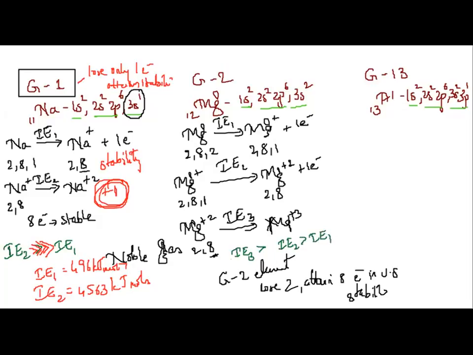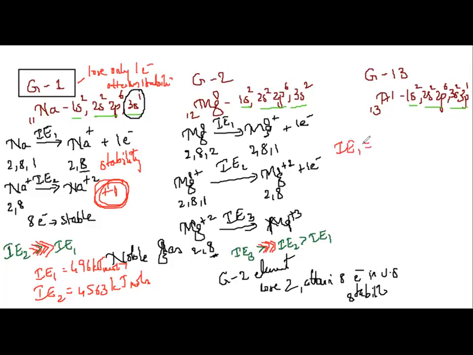But in the case of group 2 elements, the third ionization energy is extremely more. Yes, it is extremely more. Why is it extremely more? Because in the case of group 2 elements, after losing 2 electrons, it will attain stability. I can show you here.